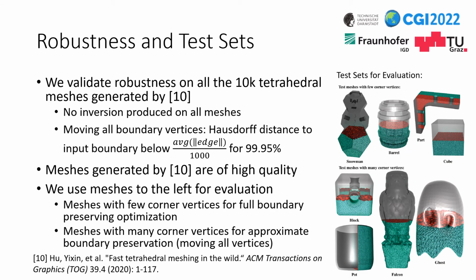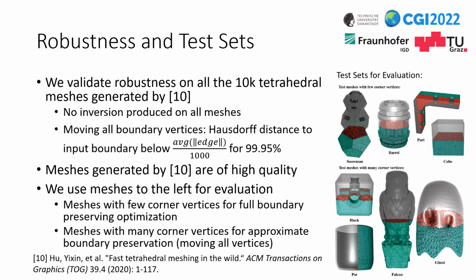Another important property is robustness. We evaluate robustness on all the meshes generated by Hu et al. Our method does not produce an inversion on any of these meshes. Our approximate boundary preserving approach relocates vertices along the input surface, so we calculate Hausdorff distances of the relocated boundary vertices to the input surfaces. Typically, only vanishingly small deviations from the input surface occur. Only in a very small number of cases, round-off errors accumulate, resulting in small but typically not perceivable deviations.